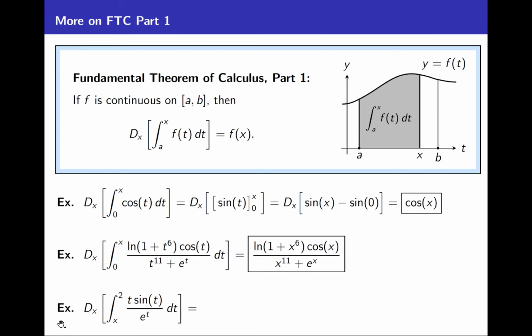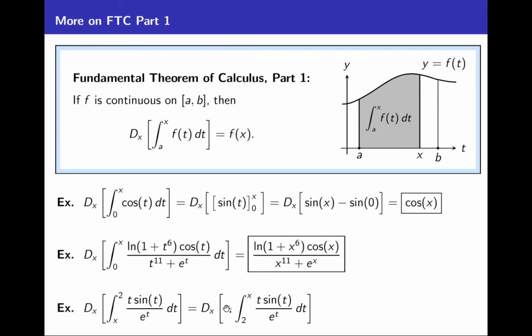But no problem, you can overcome that because one of our integral rules, our definite integral rule, says that if you interchange the limits of integration on a definite integral, bring the x up to the top and the 2 down to the bottom, switch them, it just changes the sign of that integral. So this problem works out to the derivative of minus the integral from 2 to x, t sine of t over e to the t dt.